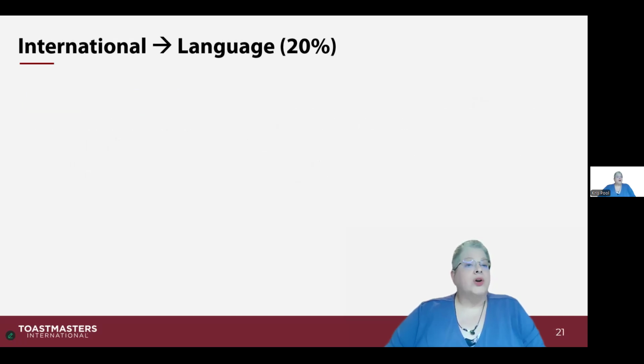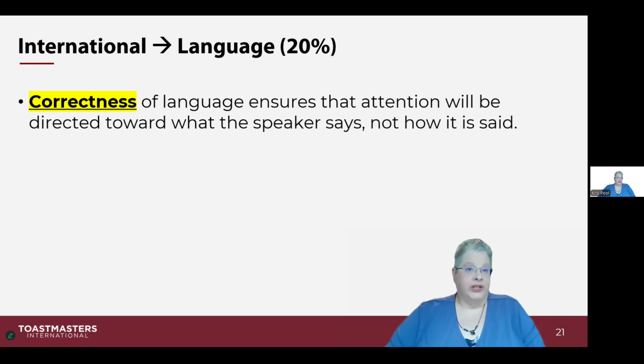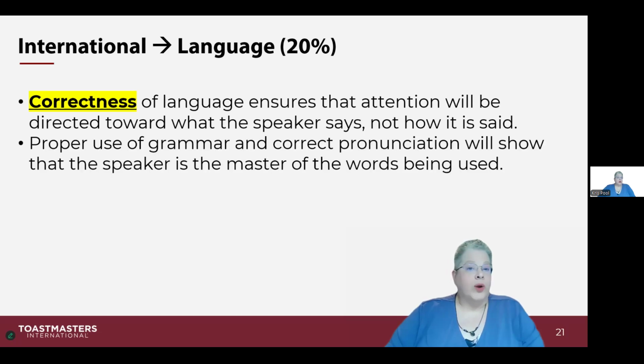We also have correctness of language. This ensures that the attention is going to be directed toward what the speaker says, not how it is said. Proper use of grammar, correct pronunciation. This is going to show that the speaker is the master of the words being used. You can score up to 10 points.